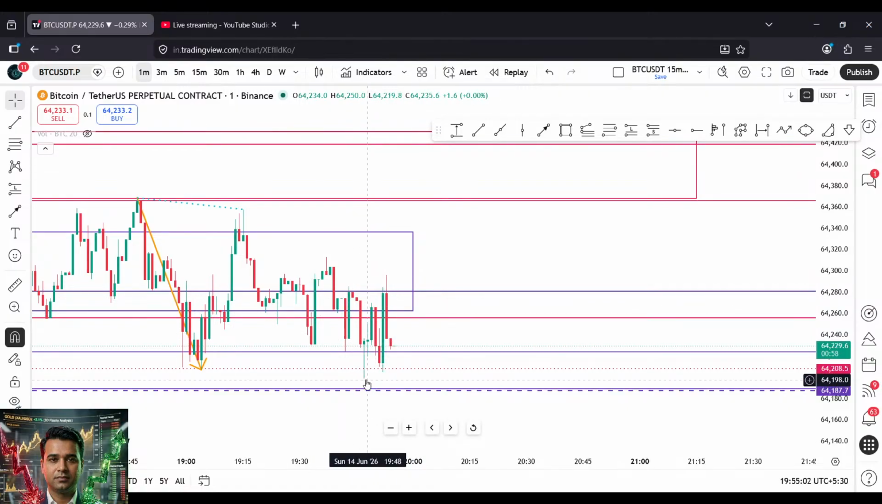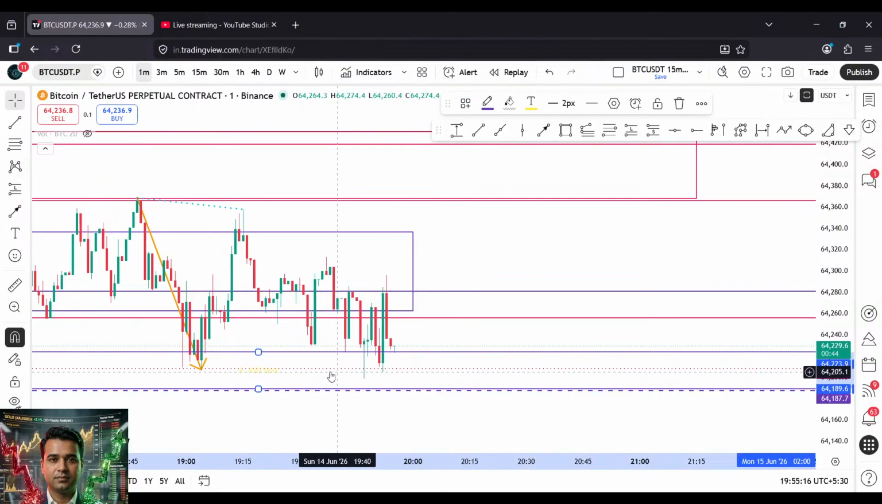And price most probably hit that MPL. If it has taken all the orders in this MPL, it will not come back to this zone if this has to hold. If this doesn't have to hold, what price will do? Price will break this zone, this one, this one.